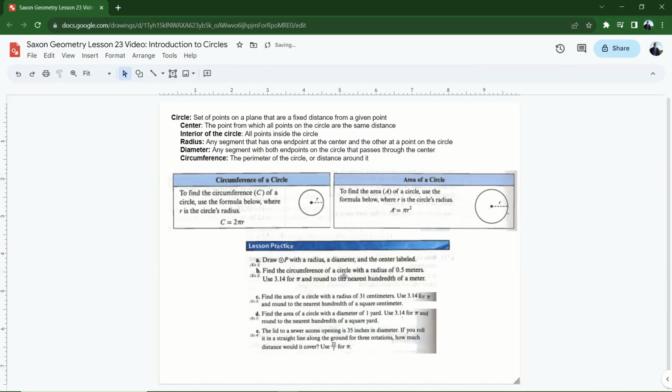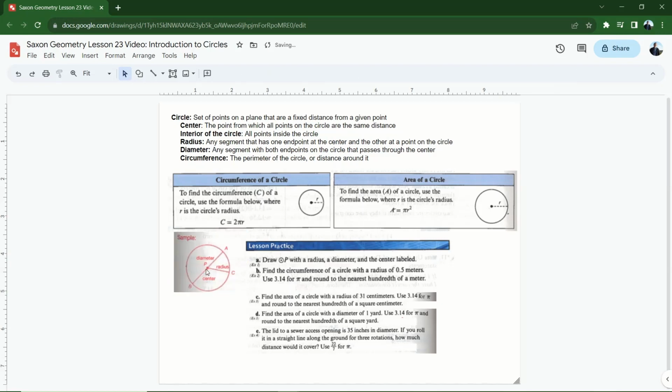All right, so our first practice problem asks us to draw a circle P. When I say circle P, I mean that the center point of the circle is P. And then I'm going to include in my drawing a radius, a diameter, and the center labeled. Let's take a look at what this looks like.